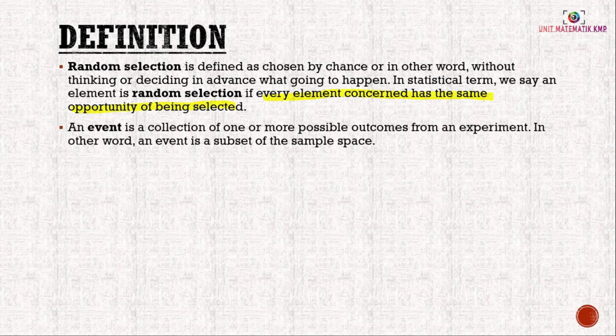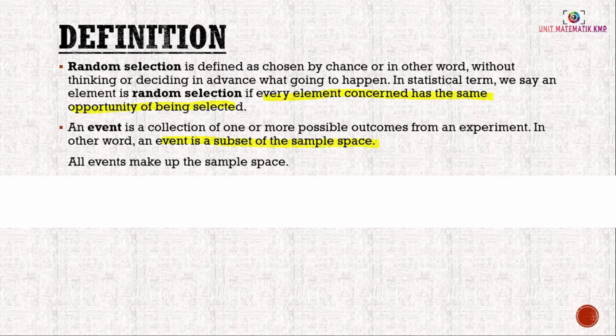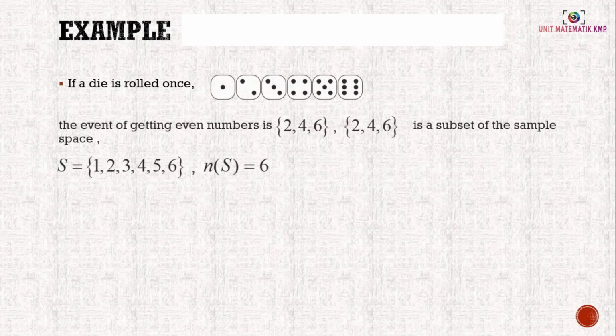Next, an event is a collection of one or more possible outcomes from an experiment. In other words, an event is a subset of the sample space, and all events make up the sample space. If a die is rolled once, so kita ada dadu, kita baling, the event of getting even numbers is {2, 4, 6}. And then {2, 4, 6} is a subset of the sample space. So the sample space maksudnya kita punya dadu tu dia ada 6 possible outcomes. So the number of elements in the sample space is 6.